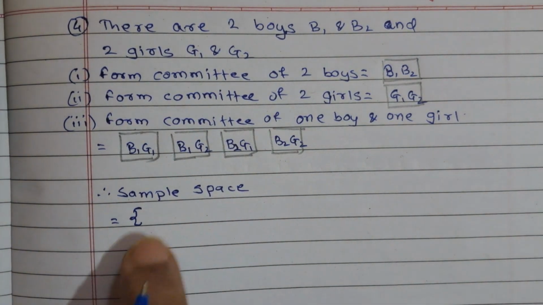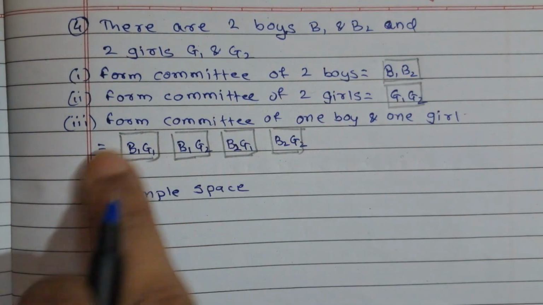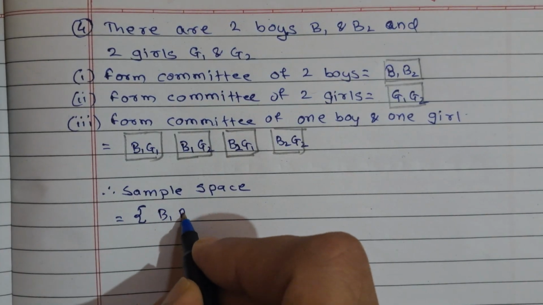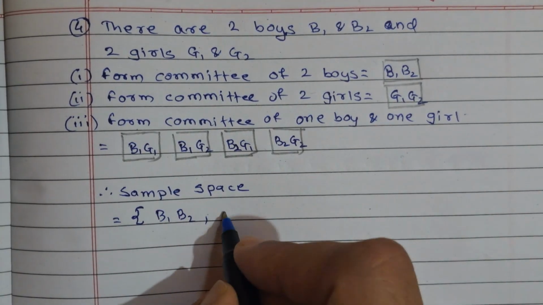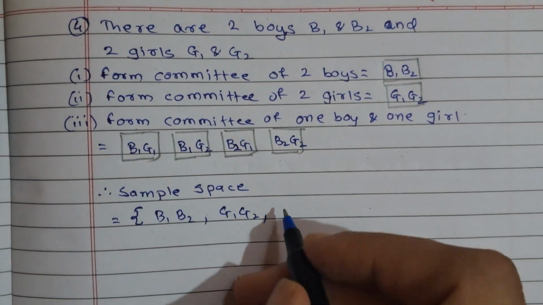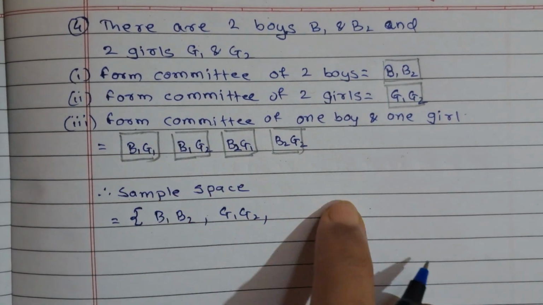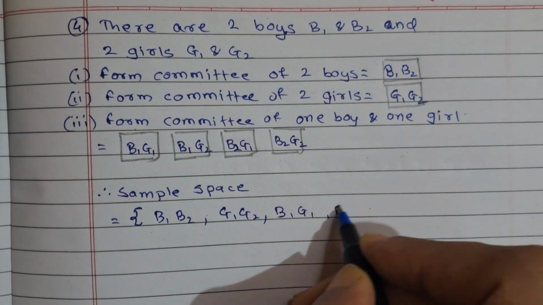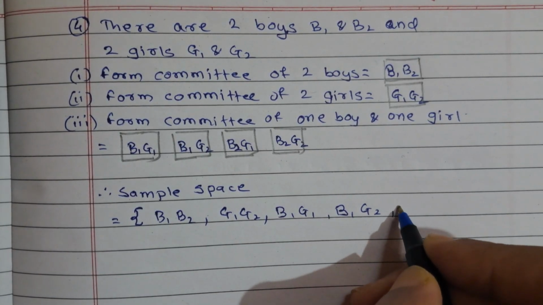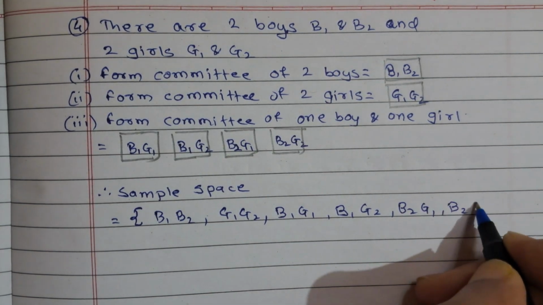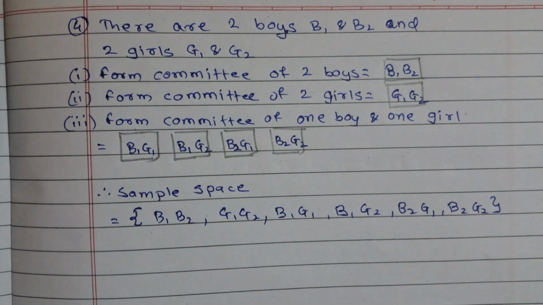Now finally it says sample space. So sample space means what? Basically it is nothing else but a collection of all these possibilities. Means the possibilities where both of them can be boys, or a possibility where both of them can be girls, or the possibilities where one boy and one girl can be there. So I will just list all of them over here one by one. So boy 1 with girl 1, boy 1 with girl 2, boy 2 with girl 1, and finally boy 2 with girl 2. So we are done.